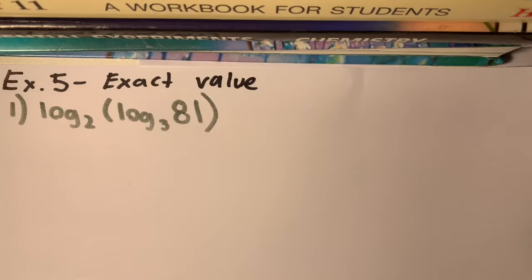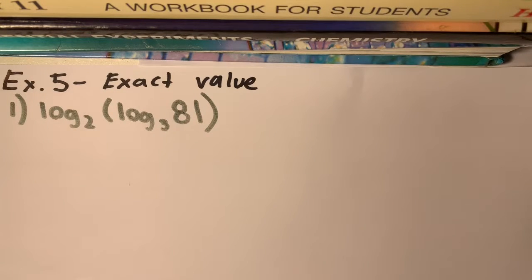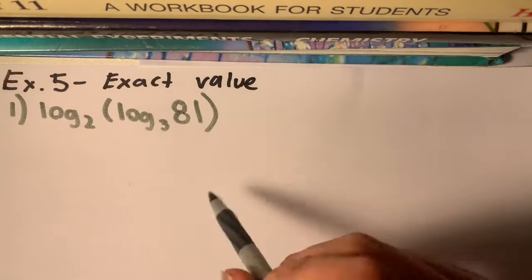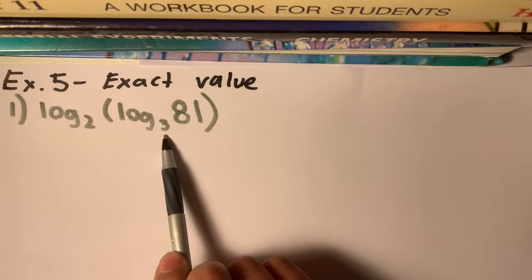Number 5, I'm going to do an exact value question. What you do here is find a number which is not going to be a decimal or anything like that. It's going to be an exact value. So I'm going to look in the brackets first, and I can notice that's log to the base of 3 of 81.